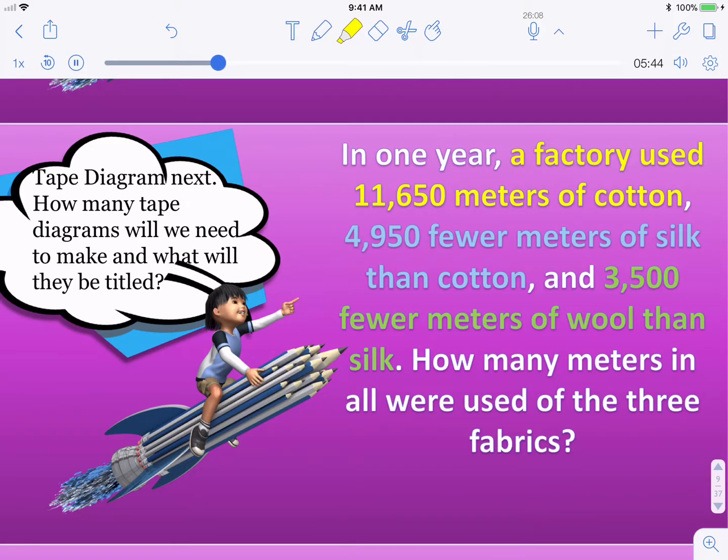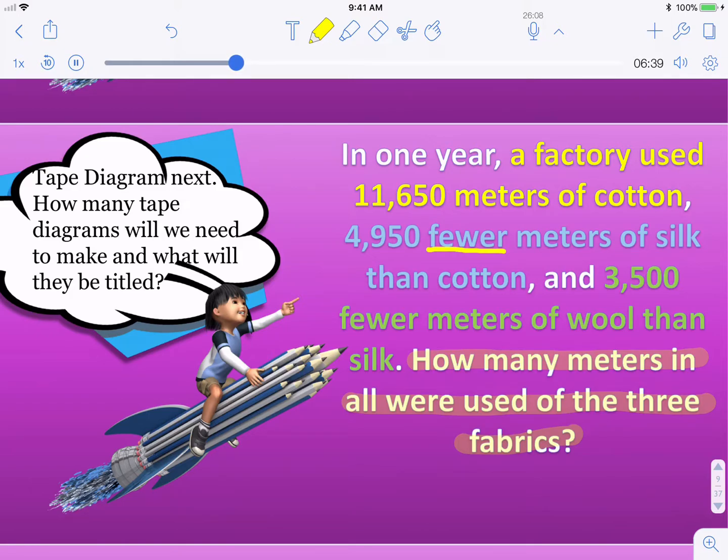Now, there is one very, very super important thing that I did not underline. What do you think is left that I need to underline? It's the question. You have to know the question to even know what's important in the problem, okay? The question is, how many meters in all were used of the three fabrics? So, we have cotton, but it says silk had fewer meters than cotton. So how long is a silk bar going to be? Is it going to be longer than cotton or shorter than cotton? Let's think about that.